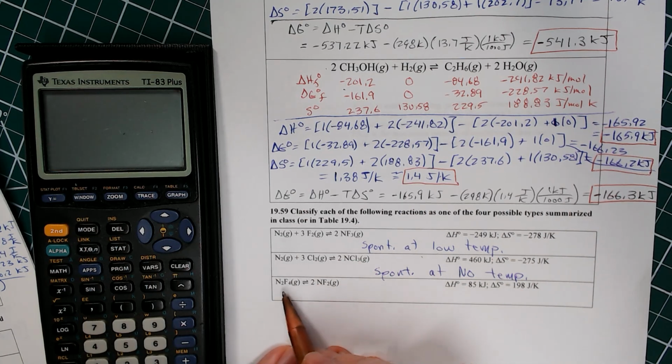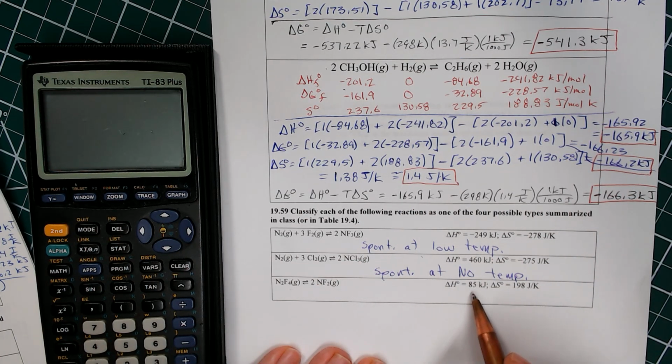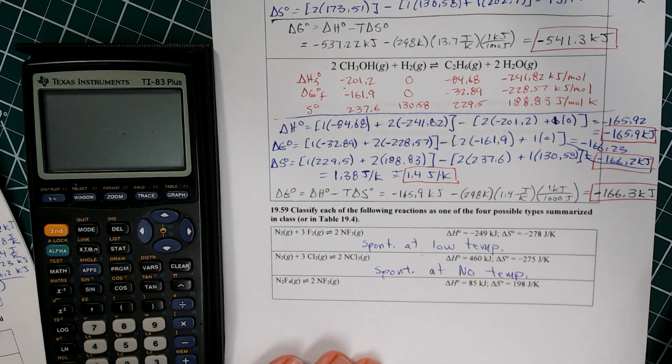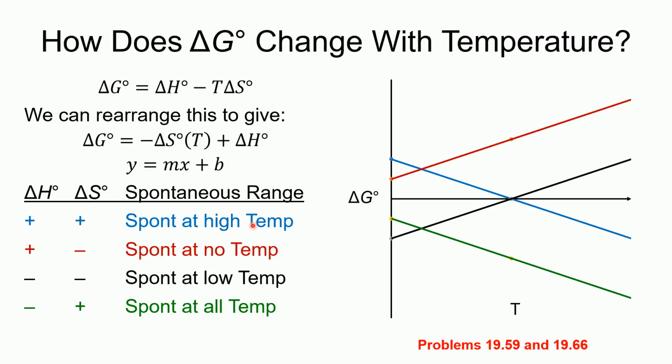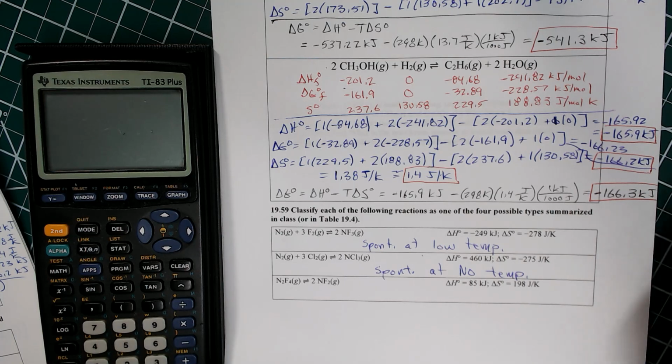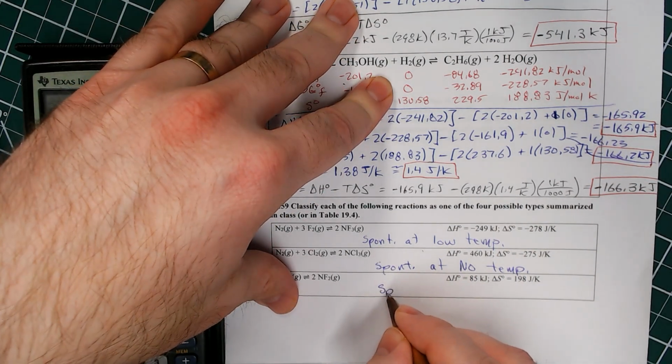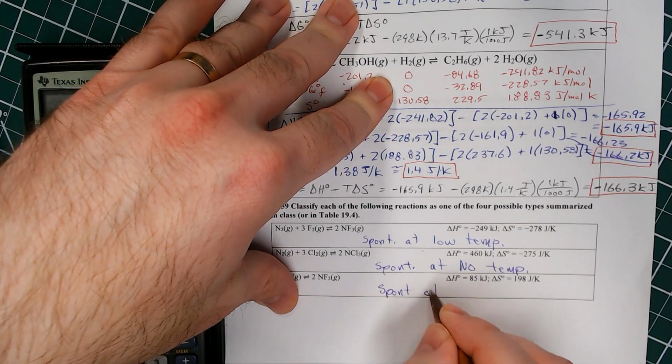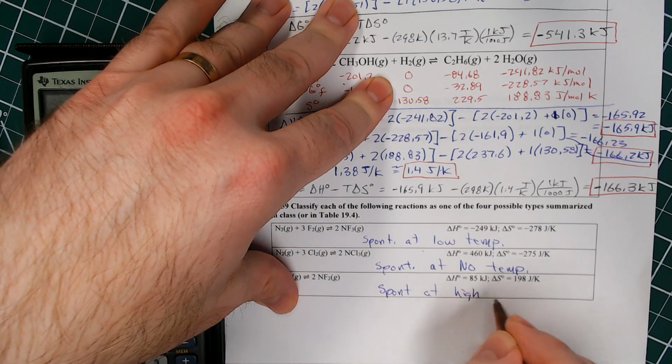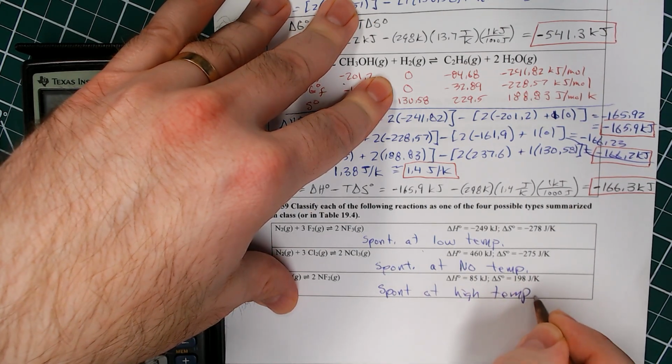For this next one, we've got N2F4 gives us 2NF2. Delta H is positive and delta S is positive. Positive, positive, that's going to give us the result where it's going to be spontaneous at high temperatures. But let me go back. So positive, positive, it will be spontaneous at high temperatures. So I'll put spontaneous at high temperatures.